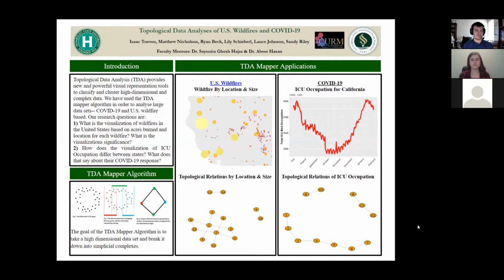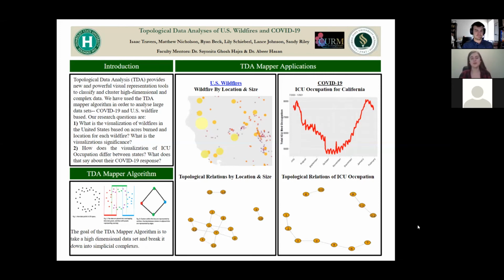The third and final phase is to convert our information into the graph, which we do by associating each cluster with a vertex in the graph, and then representing overlap between clusters as an edge in our graph. This gives us our final graph as an output. The mapper algorithm is primarily used as a tool in exploratory data analysis that allows us to gain insights by looking for the structure in data. I will now pass it back to Lily to describe the wildfire data.